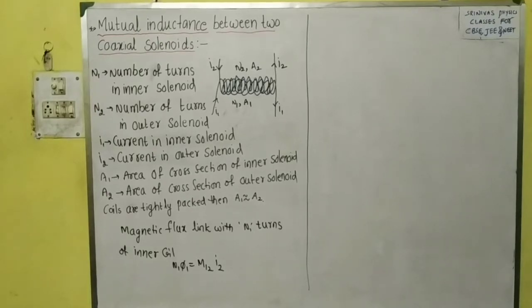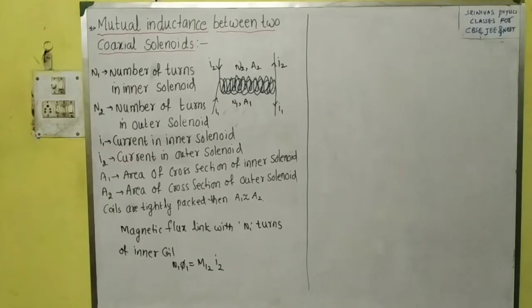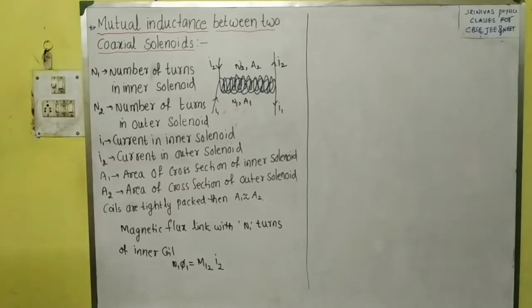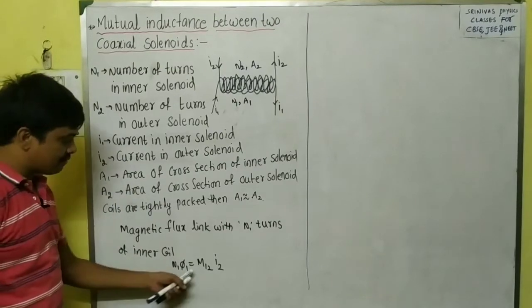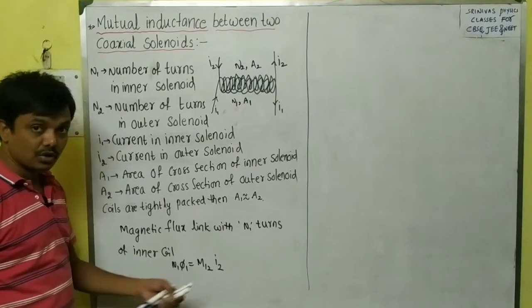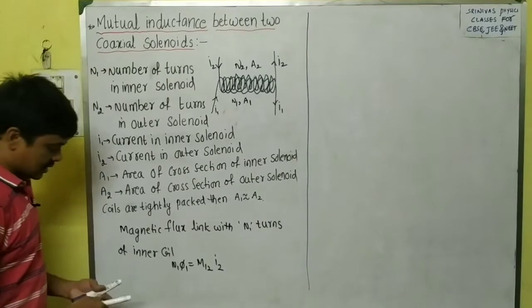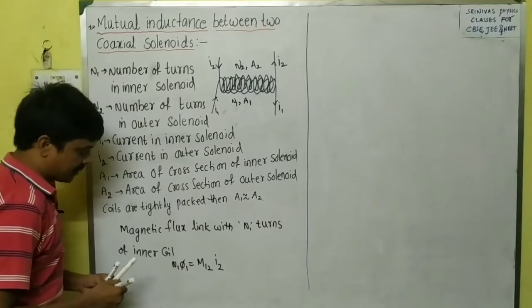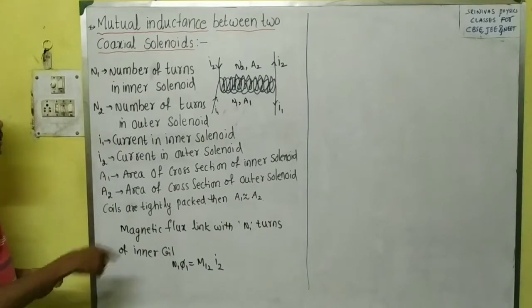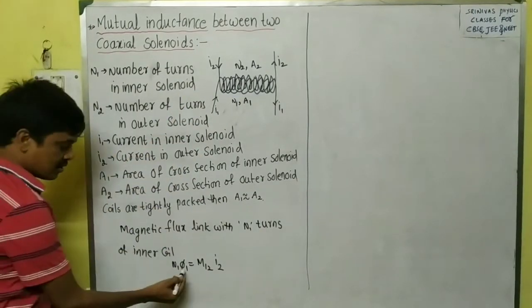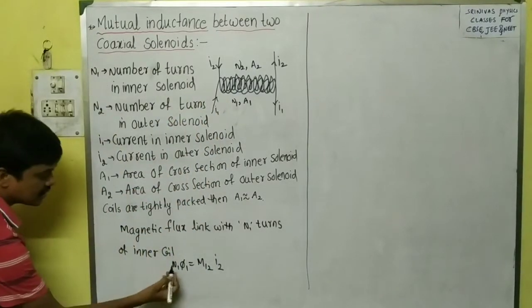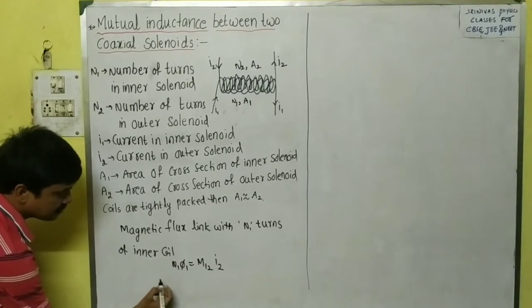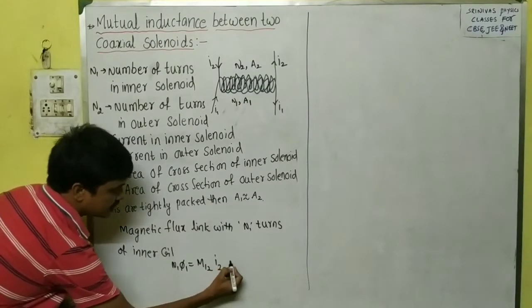By that we got one equation: the flux linked with the first coil, N1 phi1, depends upon the current in the second coil, the outer coil, that is I2. When we remove the proportionality, we get a constant, M12. We already know that is the mutual inductance in the first coil due to the second coil. We can consider this as equation 1, and in this phi1 is the flux linked with the first coil, the inner coil. First means inner coil here.